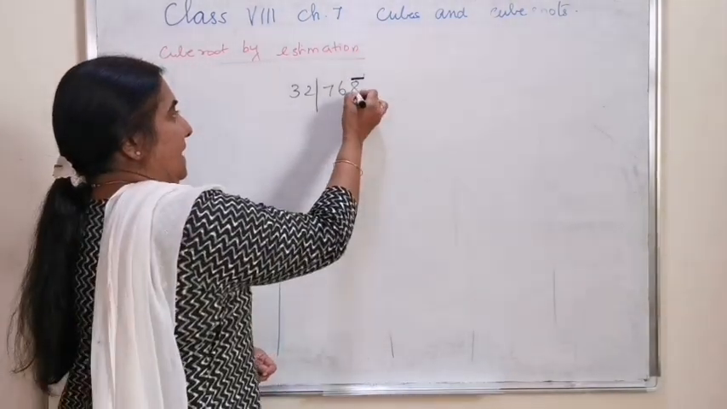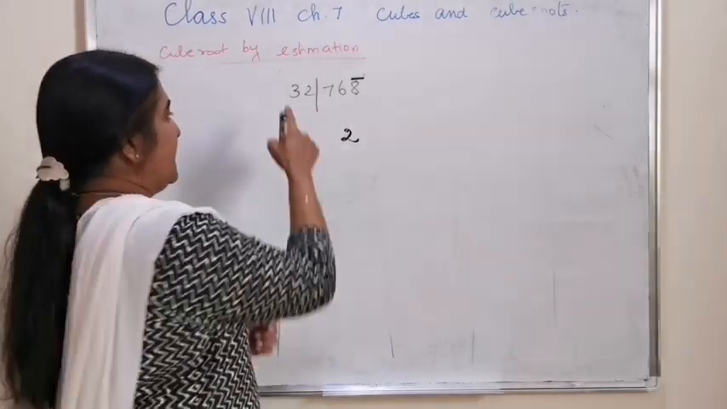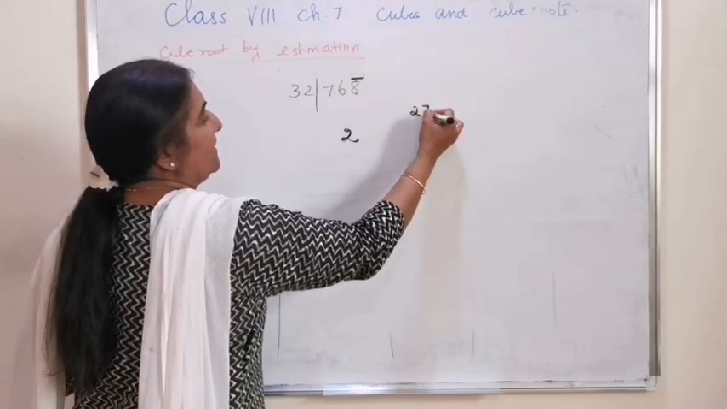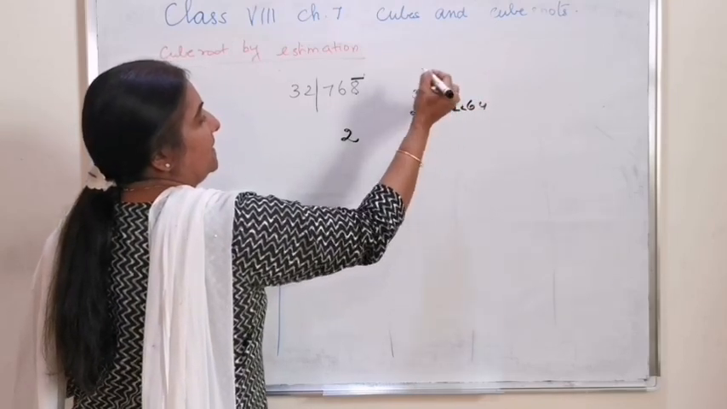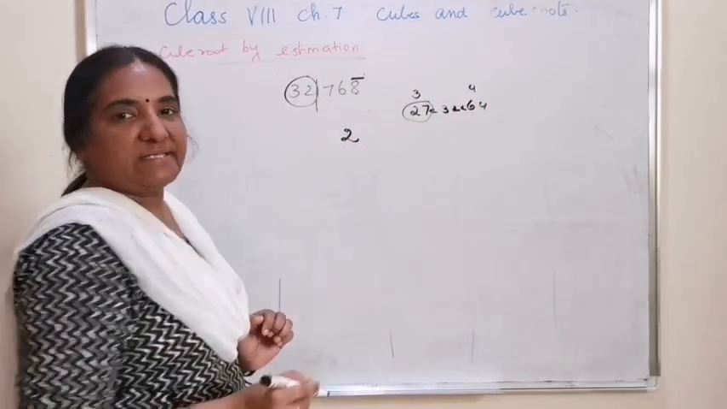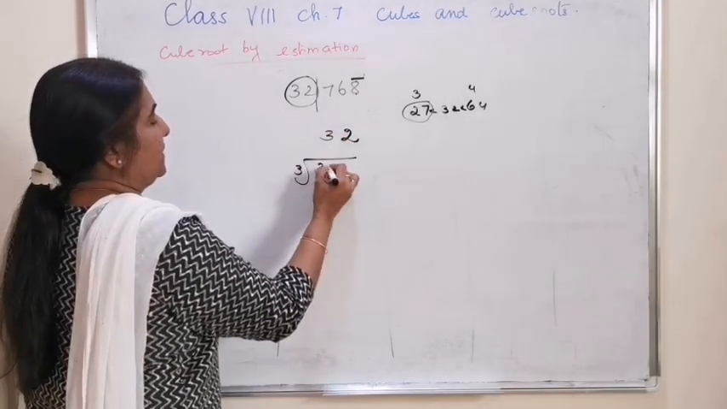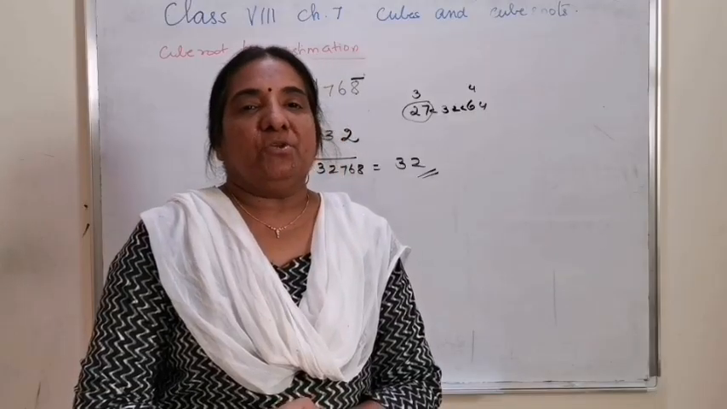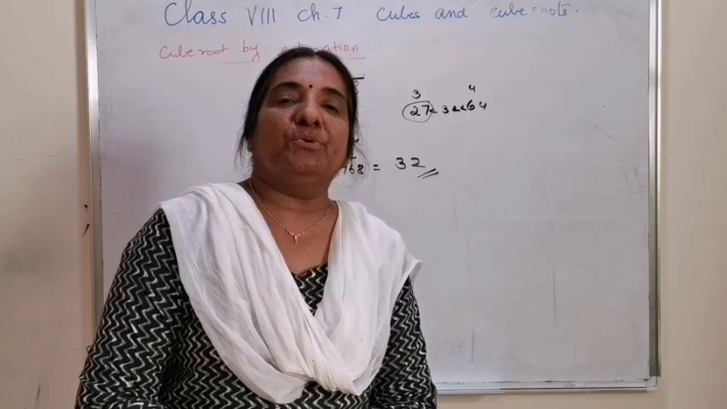32,768. 8 in the ones place denotes you the 2 in the ones place, and 32 is lying between 27 and 64. 27 is 3 cubed and 64 is 4 cubed. The proximity of 32 is towards 27, which gives you the tens place as 3. Thus, cube root of 32,768 is 32. I hope you understood the concepts very well, and by this, chapter 7 cube and cube root is also over.